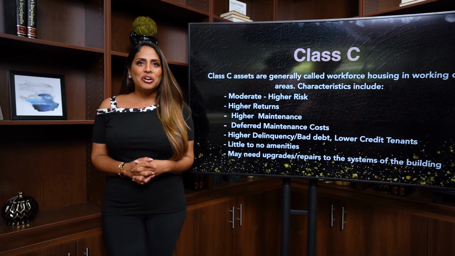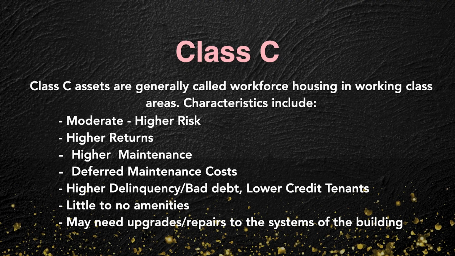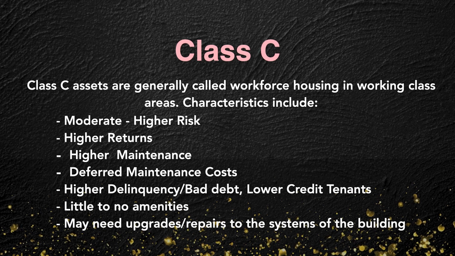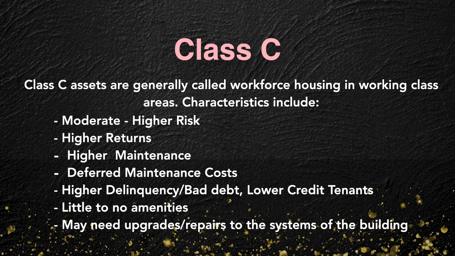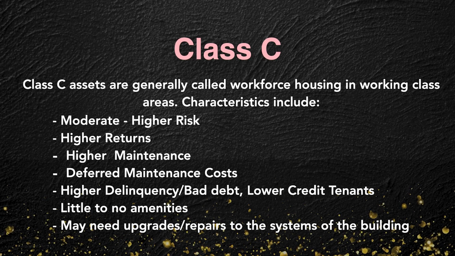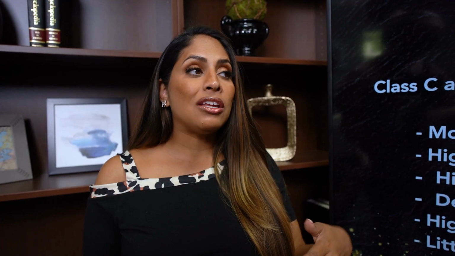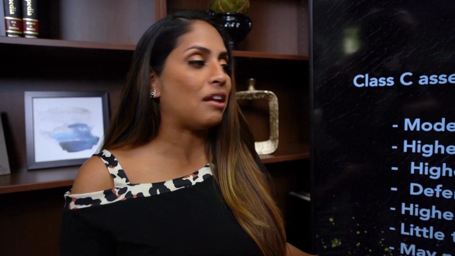Class C assets are generally called workforce housing, and they're in working class areas. Characteristics of Class C assets include a moderate to higher risk profile, but in exchange you get higher returns because it's part of the risk reward profile. You also generally see higher maintenance costs on these types of assets and higher deferred maintenance costs. So that might mean that you now need to start replacing building systems like plumbing or HVAC or roofing, which you could need to do on other asset classes, but typically Class C, we always plan for that.